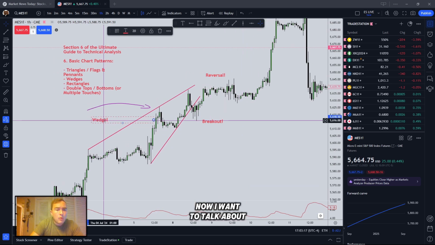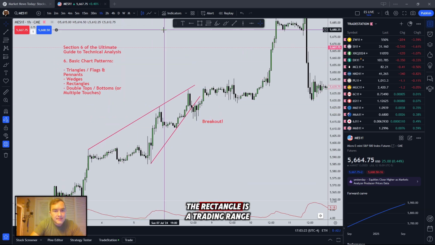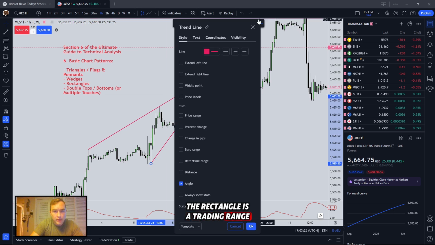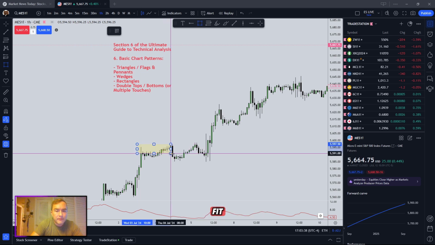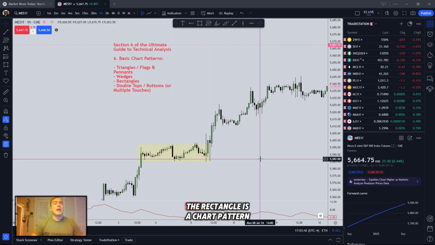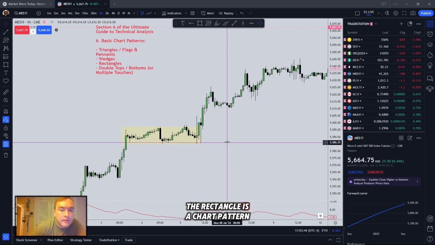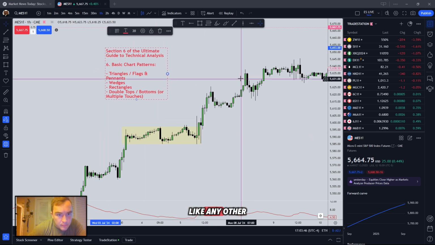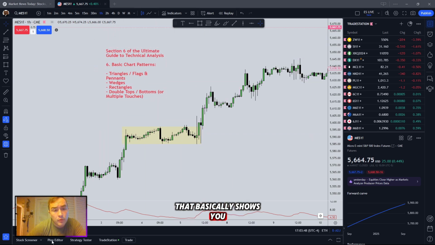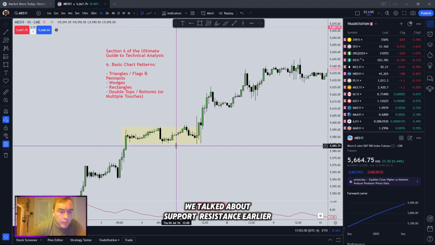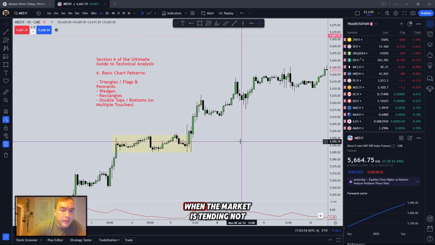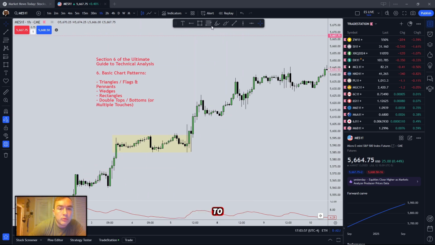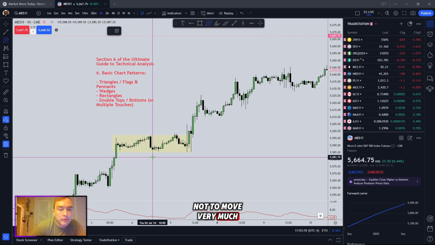Okay, guys, now I want to talk about the rectangle. The rectangle is a trading range. If I use my rectangle tool, the rectangle chart pattern should basically fit. Not perfect. Guys, the rectangle is a chart pattern like any other that basically shows you when the market is not trending. And we talked about support and resistance earlier. You can find rectangles when the market is tending not to move very much, or it's tending to stay within the same range.